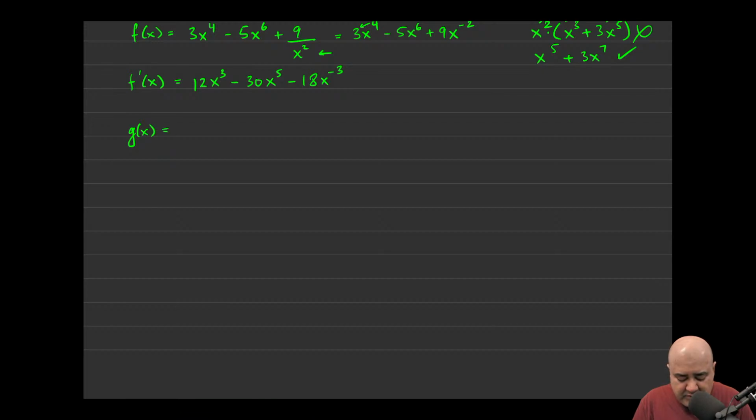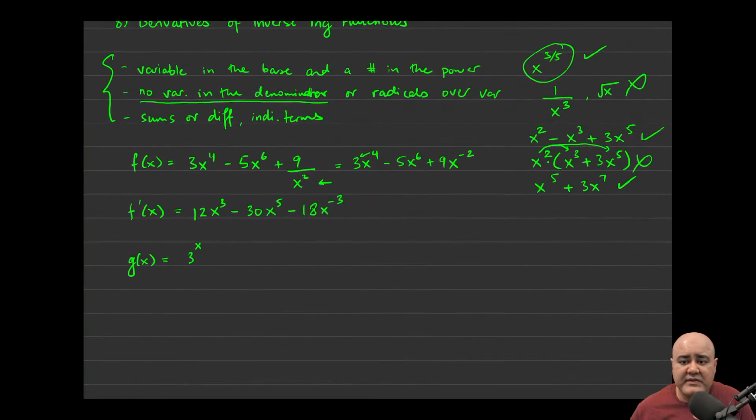this is a problem that you cannot use the power rule on. The very first condition is violated because we don't have a variable in the base. The variable is in the exponent, so that's in the wrong spot. And the number should be in the power, but the number's in the base. That's in the wrong spot as well. So the power rule definitely does not work here.